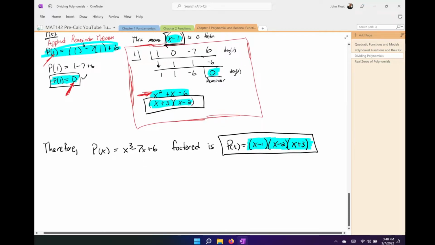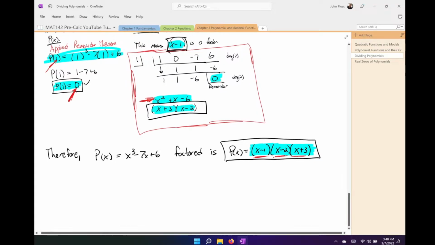p of x equals x to the third minus 7x plus 6 factors down into p of x equals x minus 1, that's from the remainder theorem, x minus 2, and x plus 3. And those two factors come from the fact that after synthetic division, we could factor that second-degree polynomial.